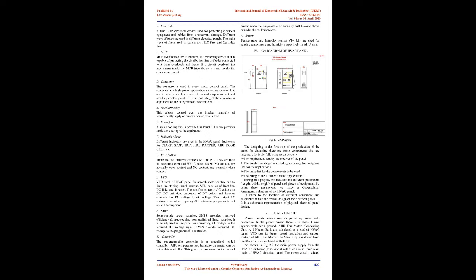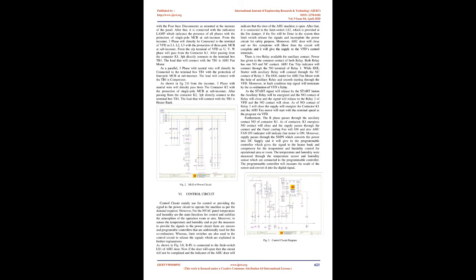4. GA diagram of HVAC panel. The designing is the first step of the production of the panel. For designing there are some components that are necessary. The following are as below. The requirement sent by the receiver of the panel. The single line diagram including incoming line and outgoing line for the applications. The make list for the components to be used. The rating of the I/P lines and the applications.